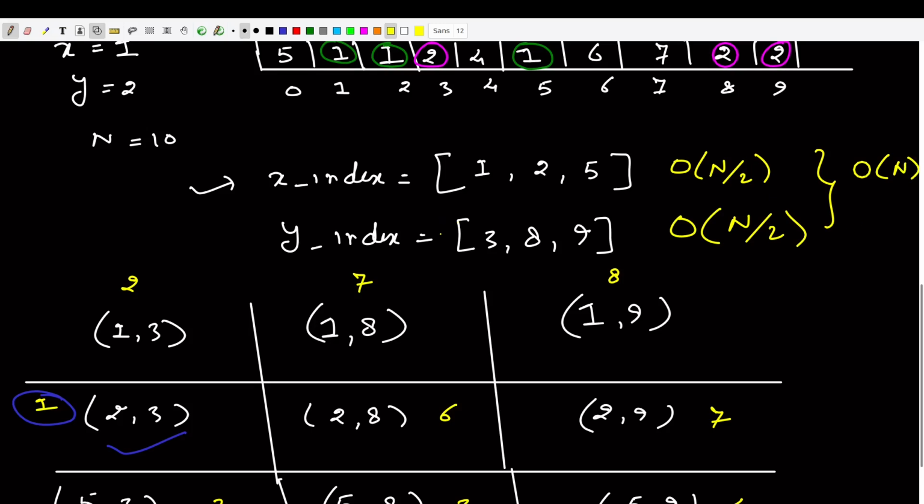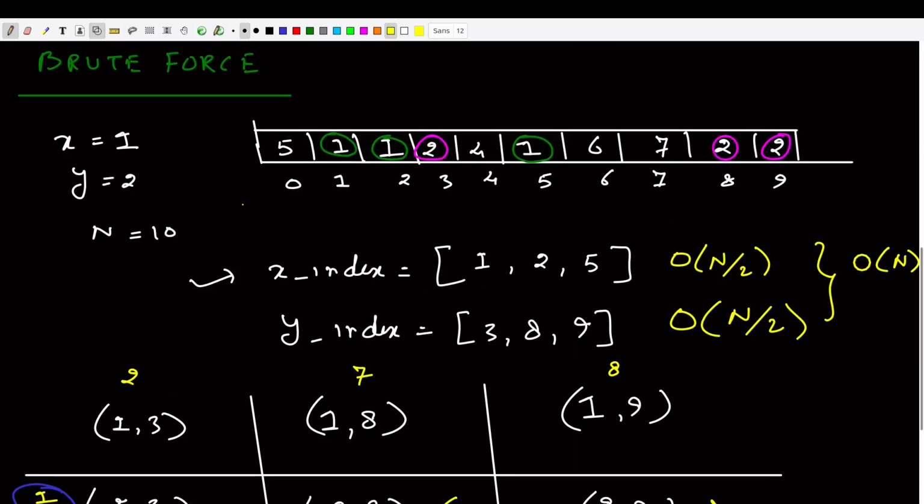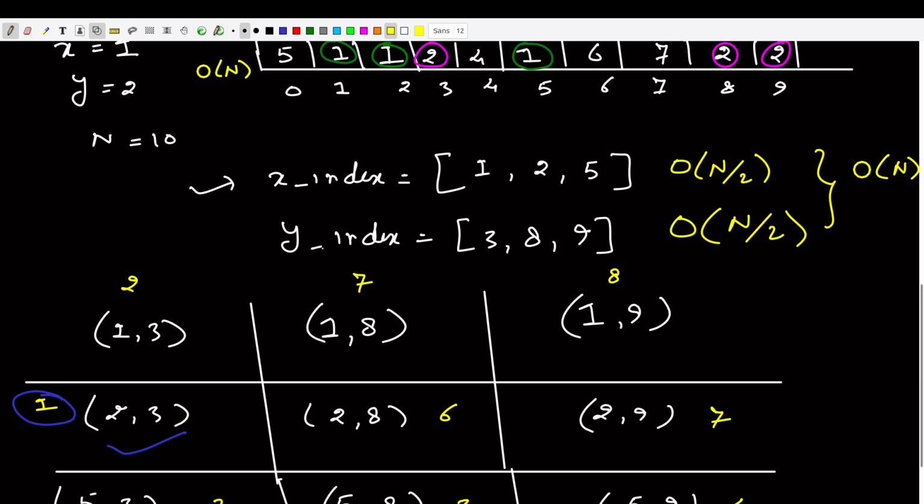And the running time complexity will be given by iterating on the array, for which the running time will be order of n, and then we also have to iterate on x and y's, so that will be order of n cross n, which is order of n squared in the worst case. So the running time complexity would be order of n squared, plus the auxiliary space we need is order of n. So that's about the running time complexity and the space complexity for the brute force solution.